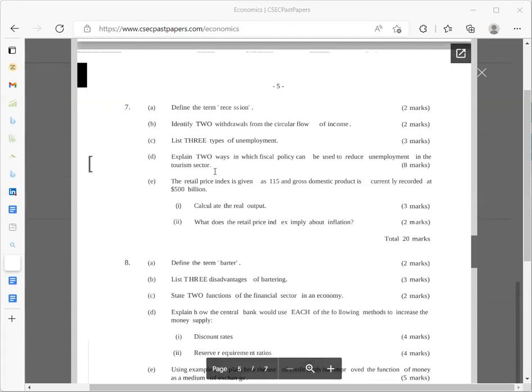2 ways in which fiscal policy can be used to reduce unemployment in the tourism sector. Right? So there's a perfect question where you can answer right now, because right now, one problem in the Caribbean is that COVID has hindered tourism. Right? COVID has hindered tourism. So what can the government do from a fiscal policy standpoint to improve economic growth again? What can we do? What have we looked at that we can do?